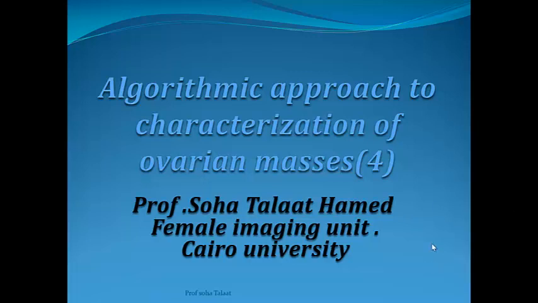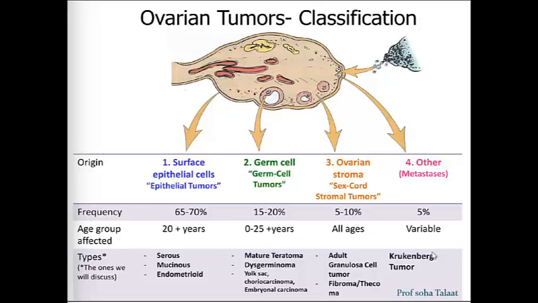Bismillah ar-Rahman ar-Rahim. Let's resume the algorithmic approach to characterization of ovarian masses. We have finished the functional cystic lesions in the ovary and the benign complex lesions, and how MRI is needed for characterization of these masses. Then we came to the neoplastic lesions of the ovary.